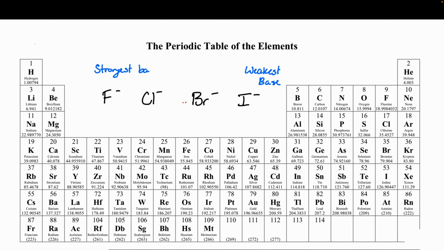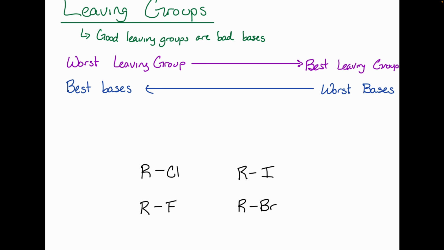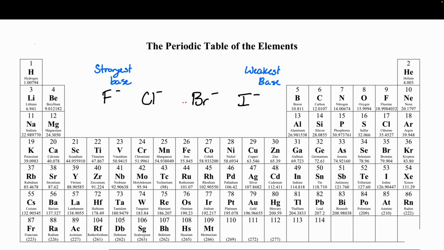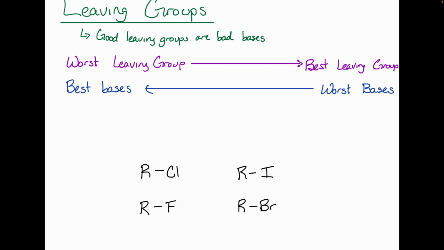All right, so if we're going to rank our alkyl halides here in terms of how good their leaving groups are, oh, I was in the wrong place. That's confusing. All right, which one of these is going to be the best leaving group? What did we just say was the worst base? The worst base, the iodide. So then which one of these is going to have the best leaving group on there?